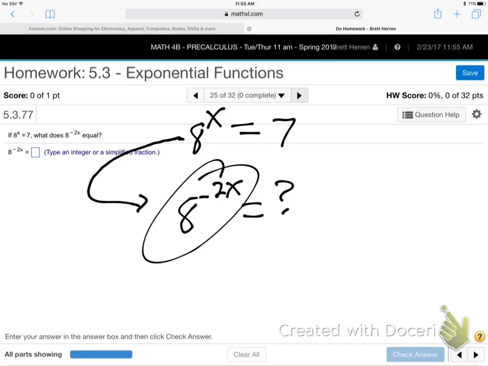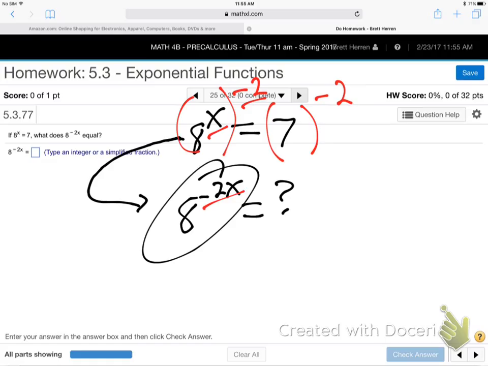So somehow I have to take what they've given me and make it look like what they want. So what do I do to this guy to make him look like 8 to the minus 2x? We'll raise him to the negative 2 power. Because this power will multiply that power, and it'll be that. But whatever you do to one side, you have no choice but to do the same thing to the other, right? If they were equal before and you treat them the same, they'll be equal afterwards. So I raise both sides to the negative 2 power.